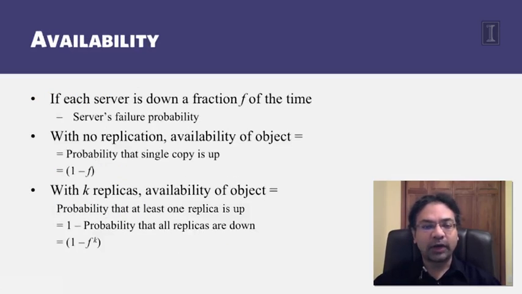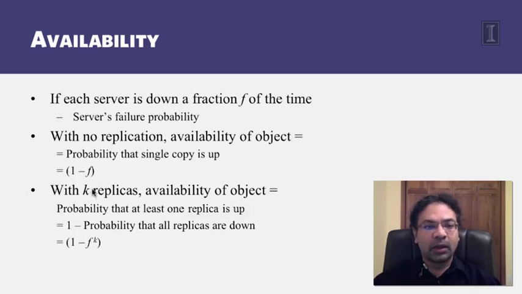So let's calculate what availability really is. Say all the servers are identical, just for the purposes of this discussion. So if each server is down a fraction f of the time, f might be some small number like 5%, or 0.05. That's the server's failure probability. So if you don't have any replication, where each object is stored on exactly one server, then the probability that the object is available is the probability that the server is up, which is just 1 minus the server's failure probability, or 1 minus f.